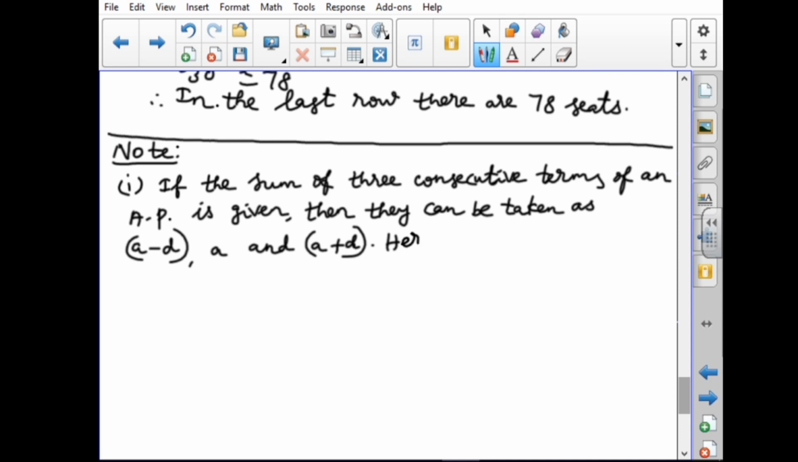Here the common difference is d. Sum of three consecutive terms means we have to assume the three terms like that: a minus d, a and a plus d. The second one, suppose they ask the four consecutive terms, means we have to assume like this.